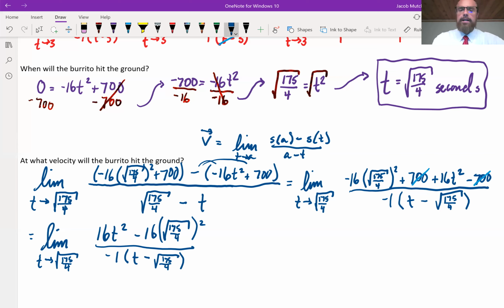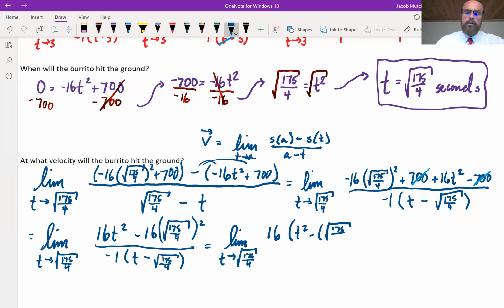And now I'm ready to factor that 16 away. So that is the limit as time approaches the square root of 175 over 4. Factor the 16 out, and then what's left is t squared minus the square root of 175 over 4 squared. And at that point, I'm seeing again the difference of two squares pattern. So as I record this denominator, I'm preparing to cancel this t minus square root of 175 over 4. So our next step, we'll do that.